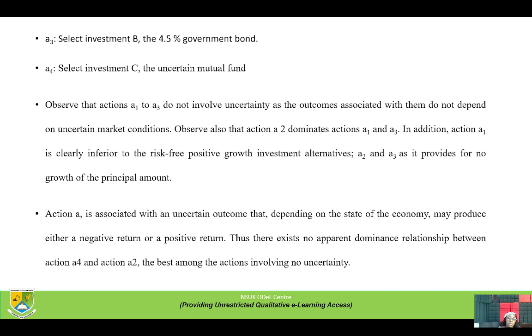Action A4 is associated with an uncertain outcome that, depending on the state of the economy, may produce either a negative return or a positive return. Thus, there exists no apparent dominance relationship between action A4 and action A2, the best among the actions involving no uncertainty.